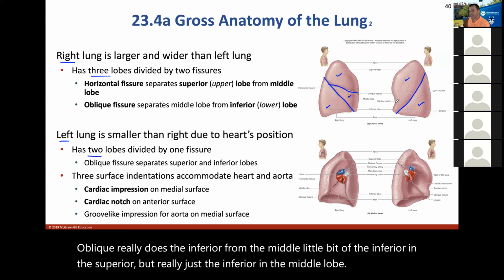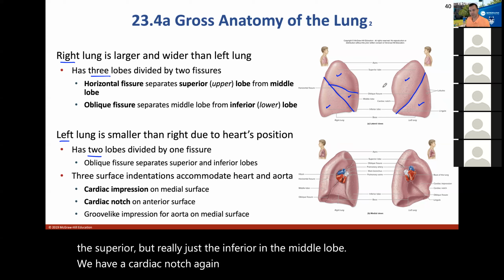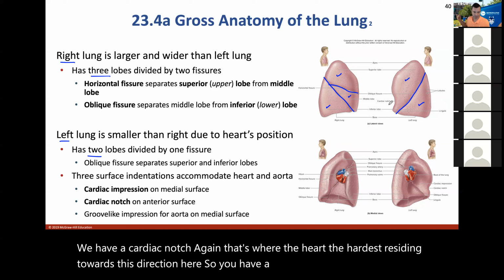We have a cardiac notch. Again, that's where the heart is residing, towards this direction here. So you have a little notch for it. Okay, I don't really care. I don't ask about it.